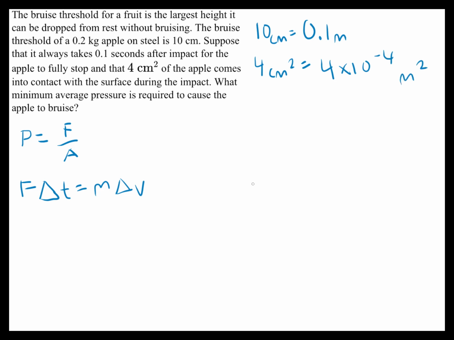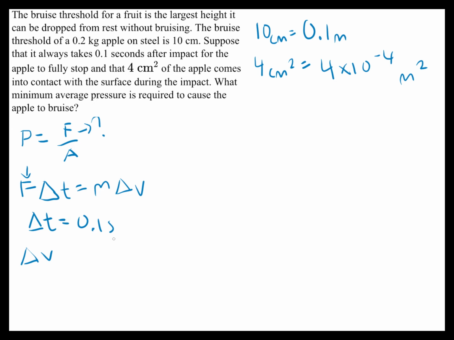All right. So we need to find the pressure that causes it to bruise. So we know the area, but we don't know the force. So we need to solve for the force using this equation. But let's clarify some things in the equation first, since there are some unknowns. So the change in time, or the time interval, is equal to 0.1 seconds. That's what it says right here. And we need to calculate the change in velocity.